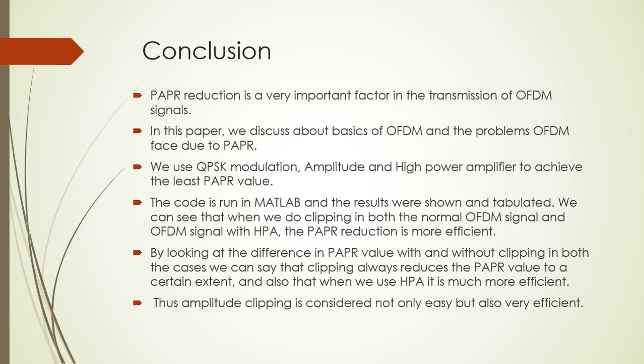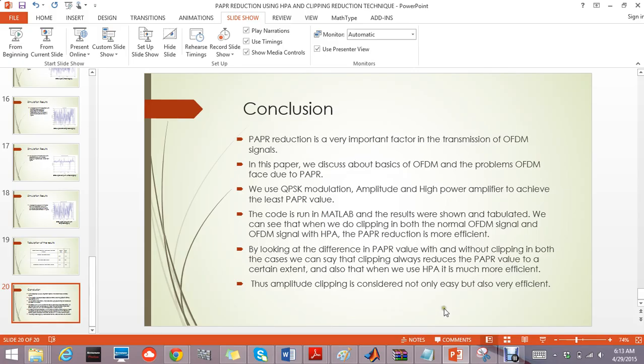By looking at the difference in PAPR value with and without clipping, in both cases we can say that clipping always reduces the PAPR value to a certain extent, and also that when we use the high power amplifier it is much more efficient. Thus, amplitude clipping is considered not only easy but also really efficient.